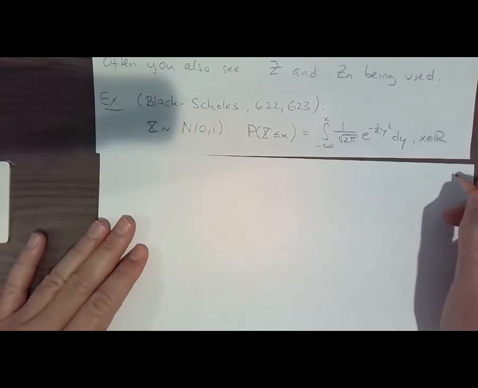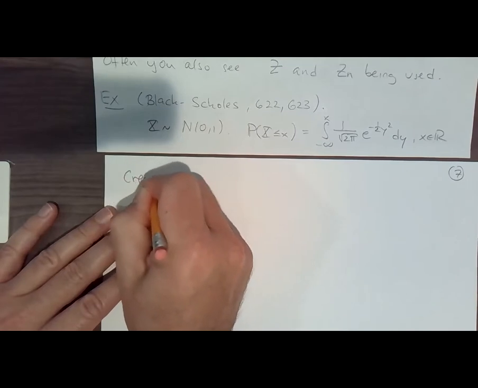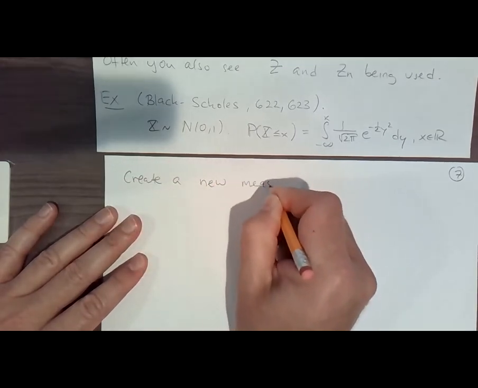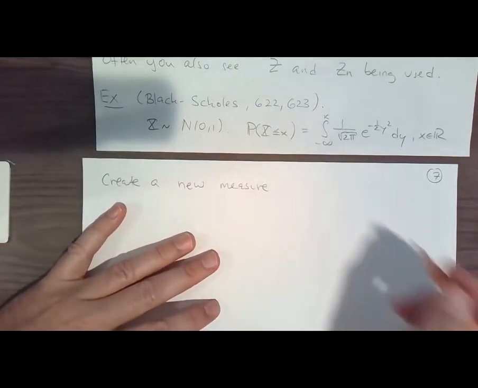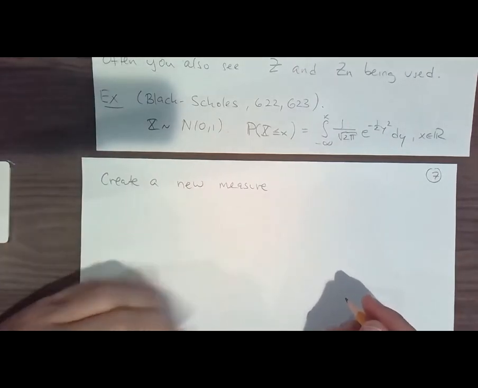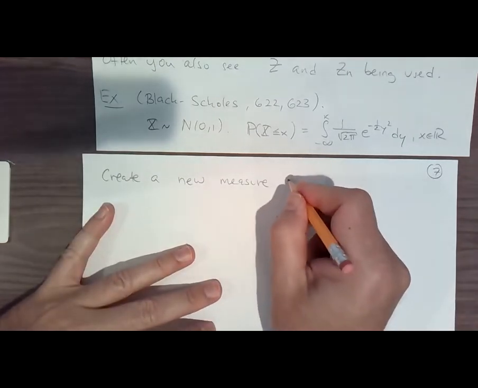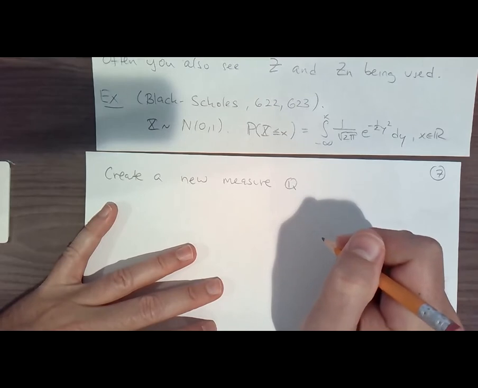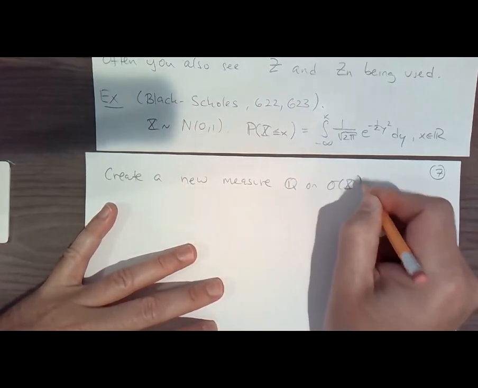So let's try to create a P tilde. Let's try to create a new measure. I don't want to call it P tilde because this is often identified with the binomial model that we're using. So let me call it Q. Let's create a new measure Q on the sigma algebra that X generates.